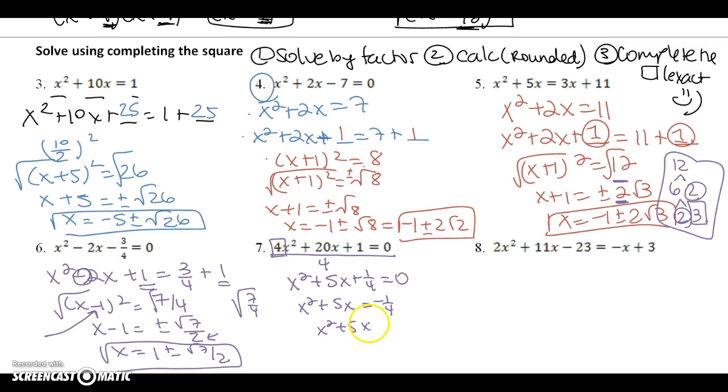Complete the square. So 5 divided by 2 is 5/2. Square it, you get 25 over 4. So we add 25 over 4 to both sides. So when we factor, we get x plus 5/2 squared. Remember that that's that b divided by 2. So 5 divided by 2 is what goes in our parentheses. And then we get 24 over 4.